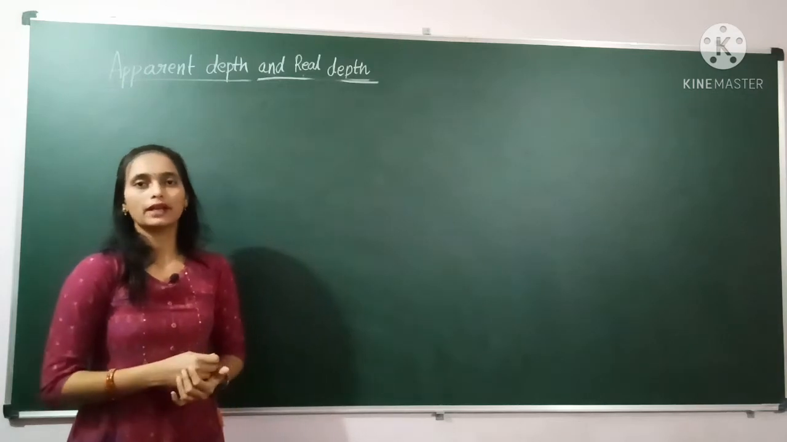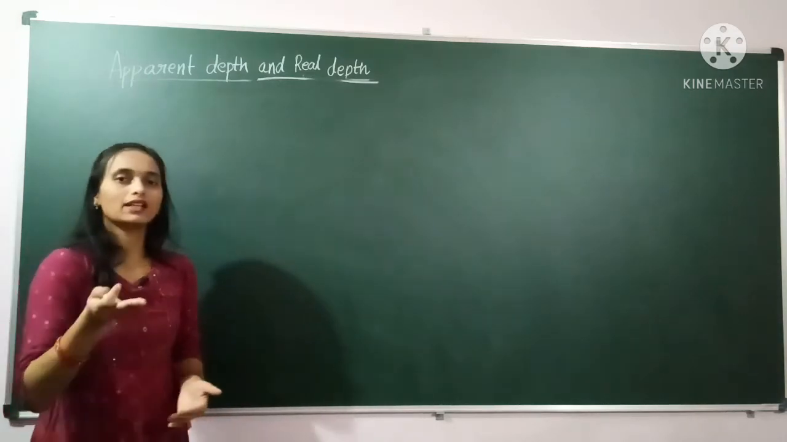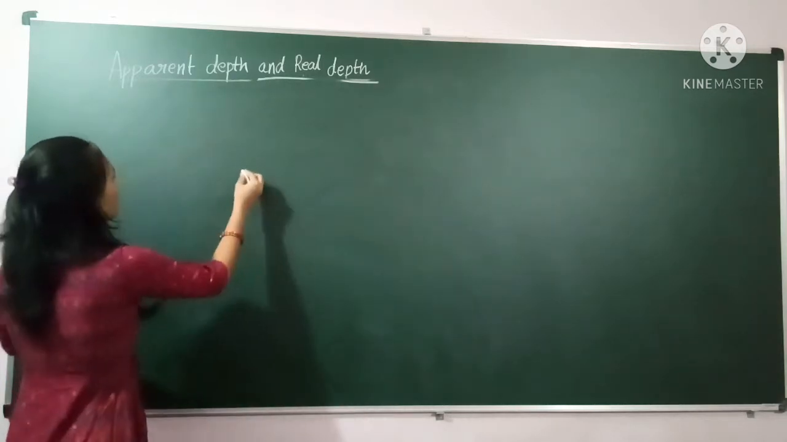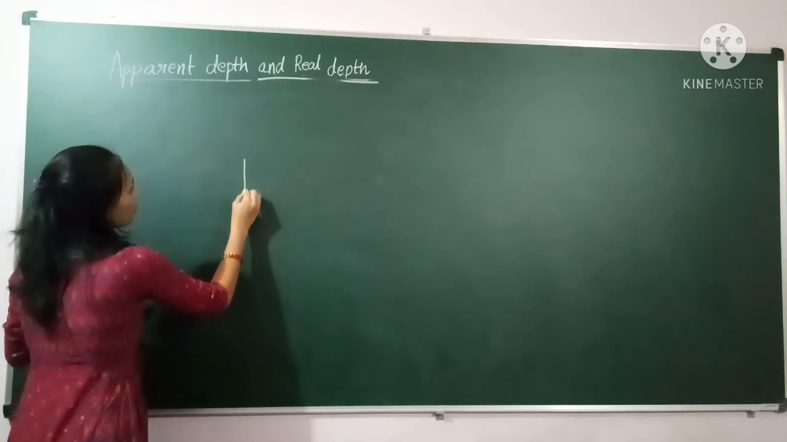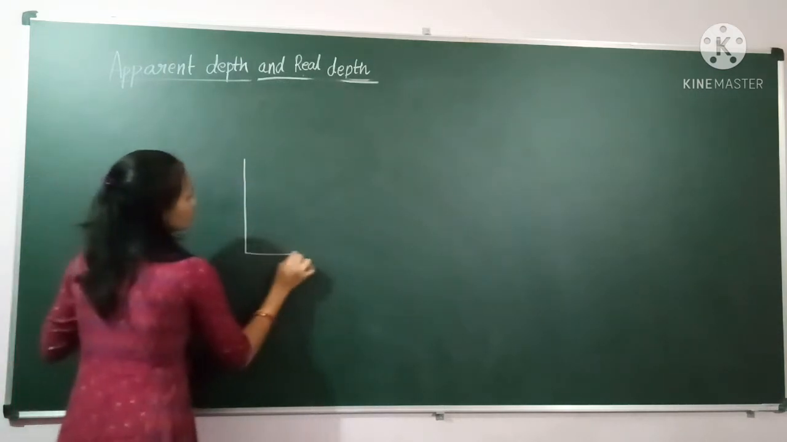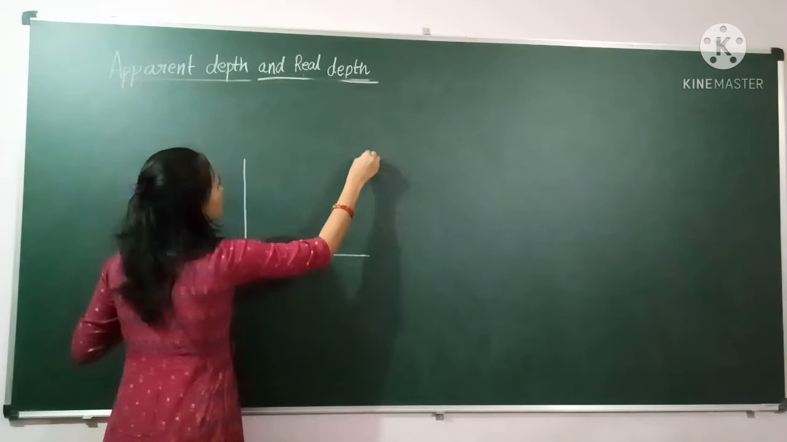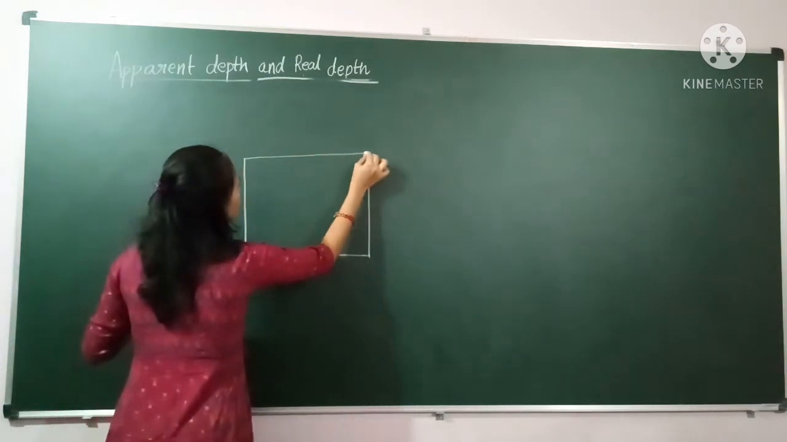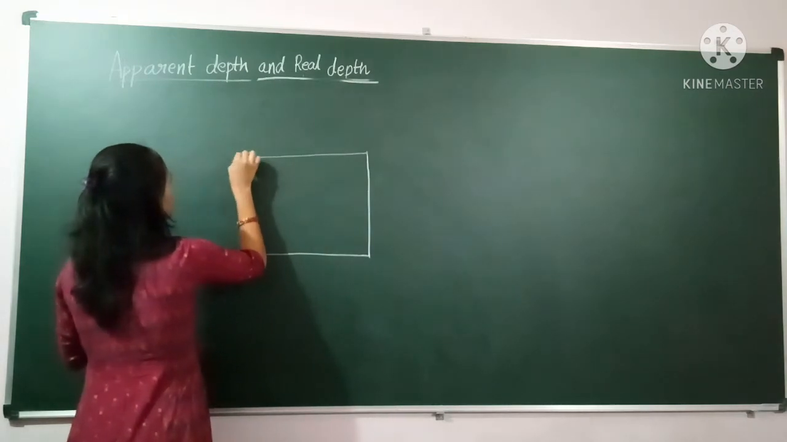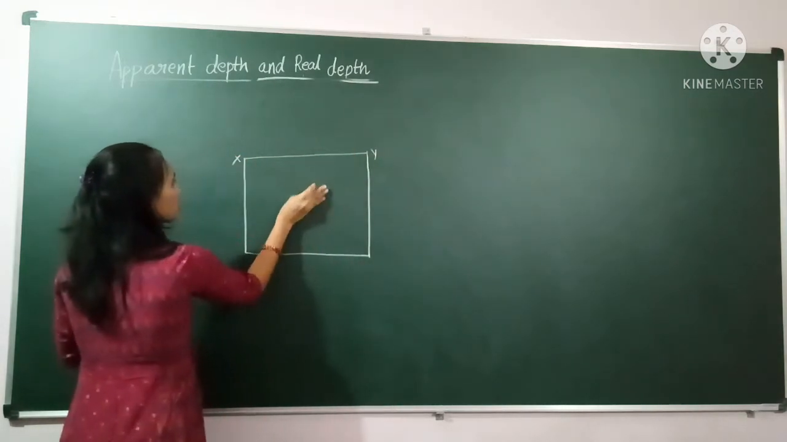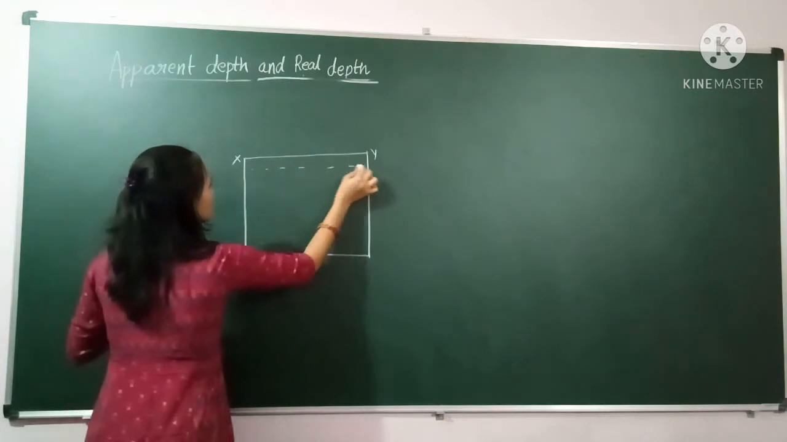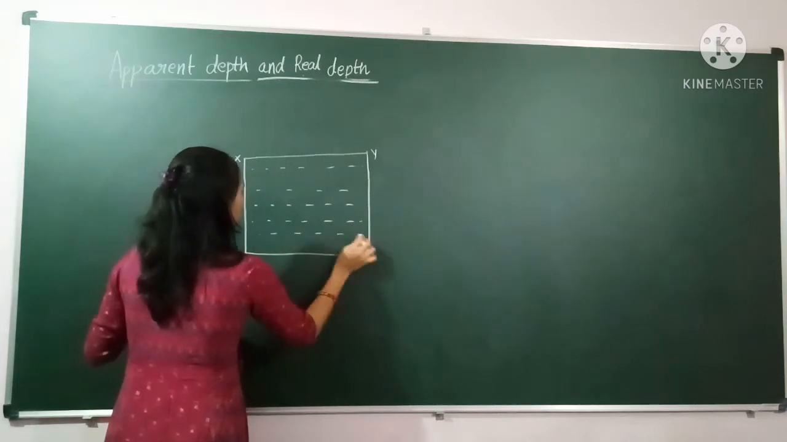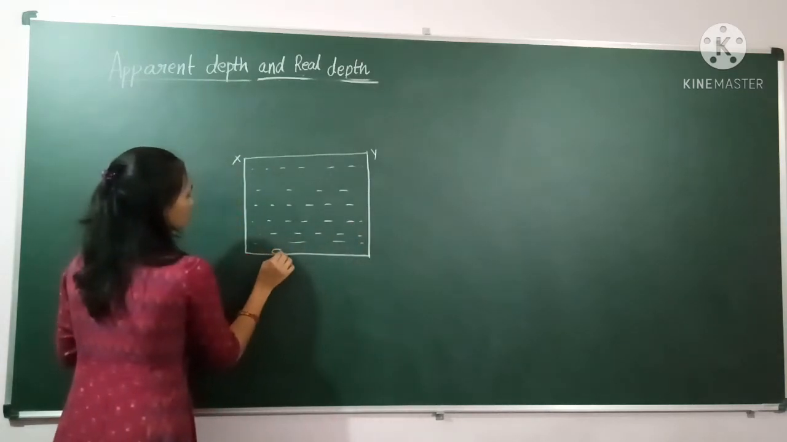Due to refraction of light, we see a slightly raised position. So now we will try to understand with the help of a ray diagram. We will take one tank. So this is our tank, and this is the surface of the water, and this is our interface. Here is the water and here is the air medium. So this tank is filled with water, and next, here our coin is placed.